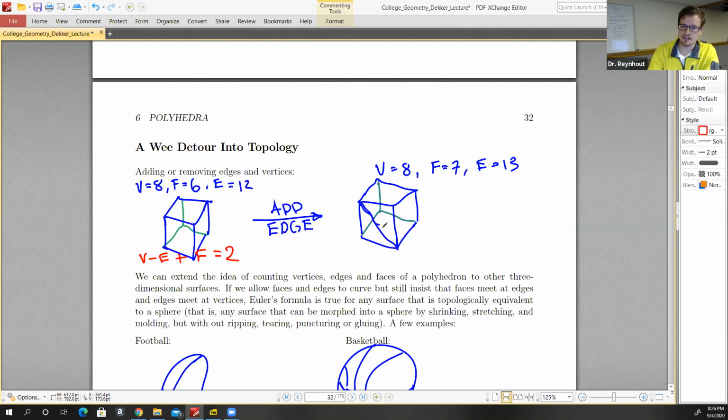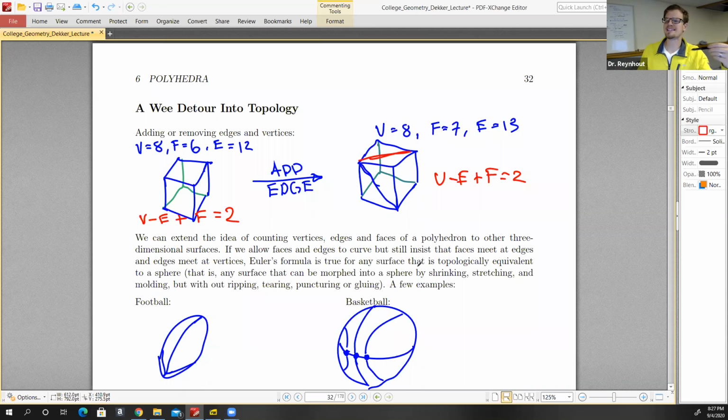But how does adding this edge change things? Well, it doesn't. V minus E plus F, V is 8, minus 13 is a -5. -5 plus 7 is still equal to 2. Doesn't matter that we changed it. We could add another edge if we wanted to. Add an edge here. What does that do? That increases our edge count by 1, and adds 1 to the face. So those cancel each other out, and we still have 2. All right, so this stays exactly the same.